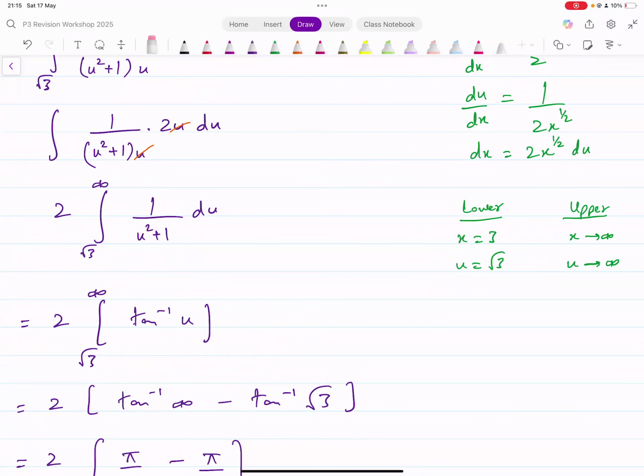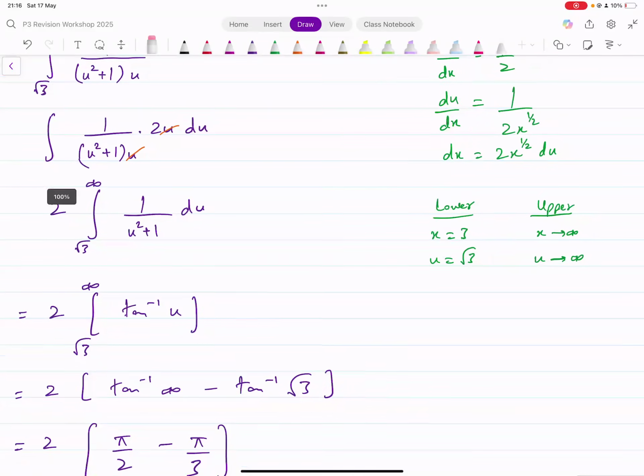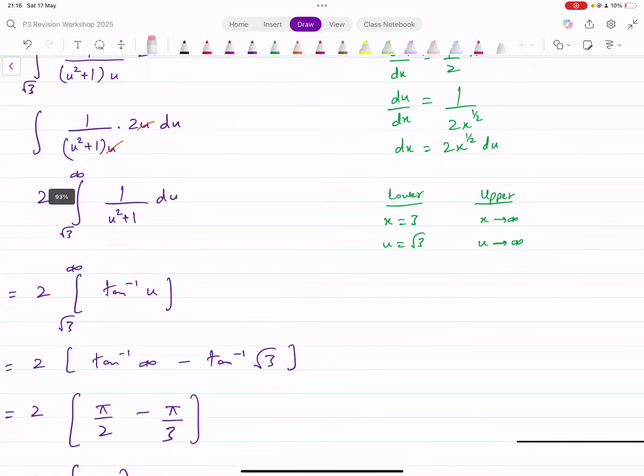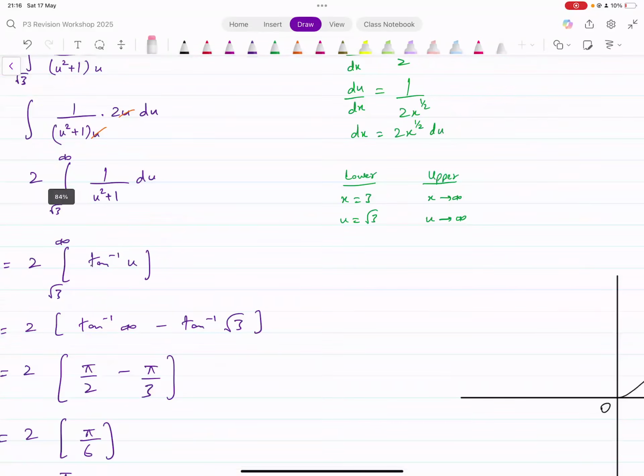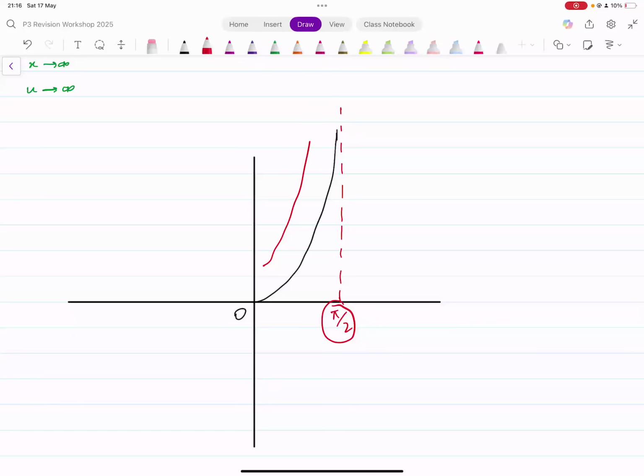For this, you'd have to think about the function tan yourself. When is tan equal to infinity? When is tan of something going towards infinity? Think about the graph of the tan function. What does the graph of the tan function look like? It starts from 0 and at pi/2 it goes towards infinity like this. So you would not be able to do that on your calculator. You would have to do it yourself.